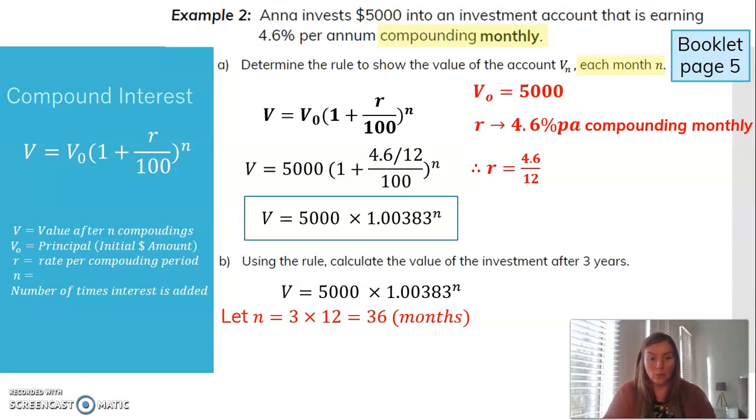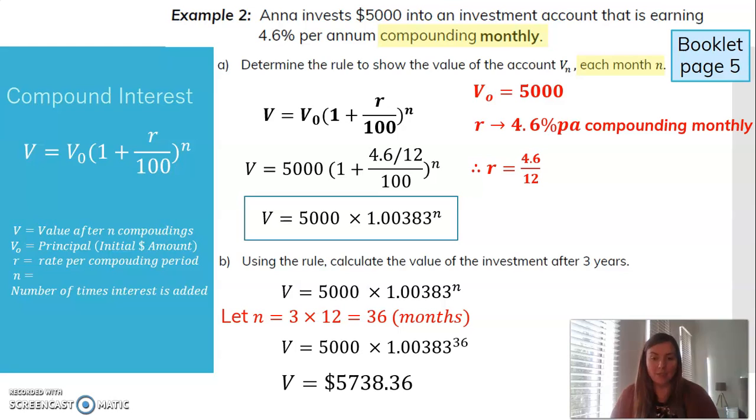So to use my rule in order to solve this part, I would be substituting the number 36 instead of my N. So that will tell me after 36 payments happening every month for 36 months, how much is the value of the investment. That's giving me an answer of $5,738.36. And remember your rounding, 2 decimal places always for money.